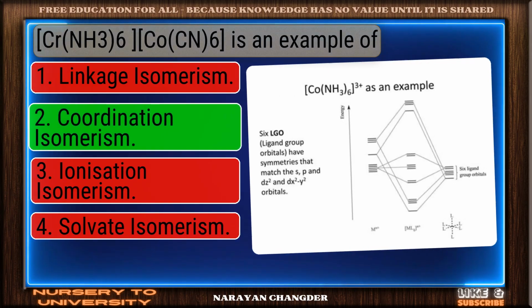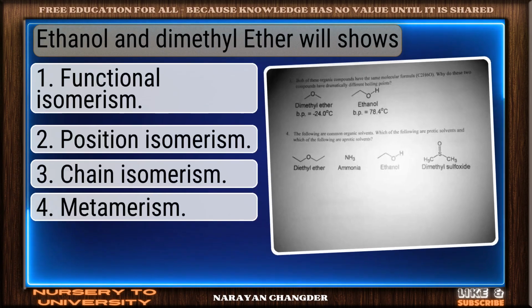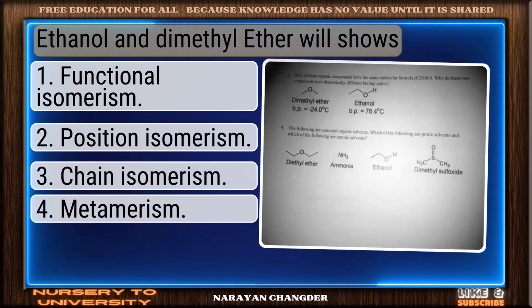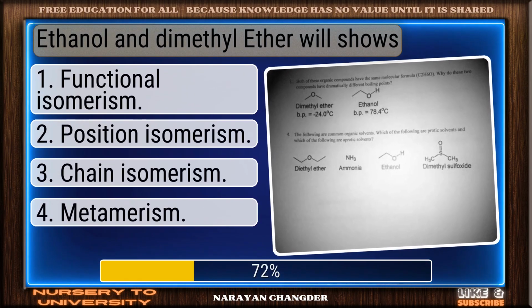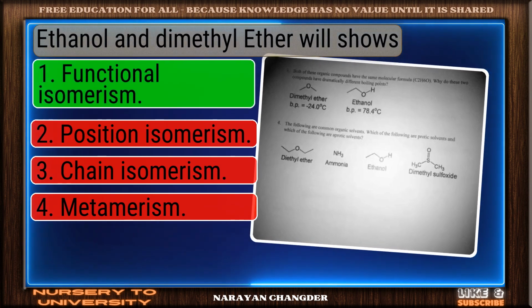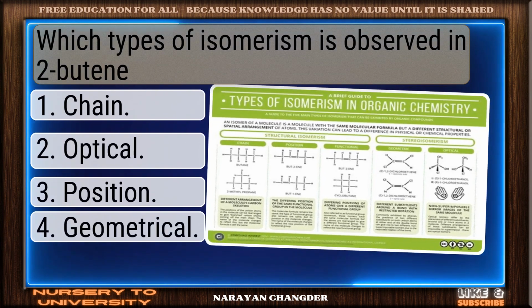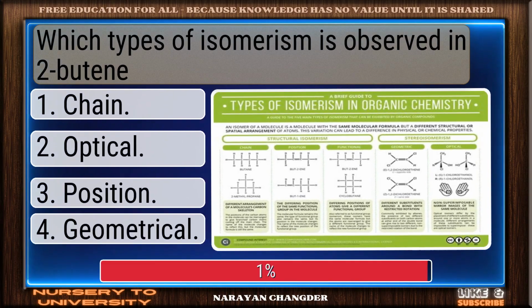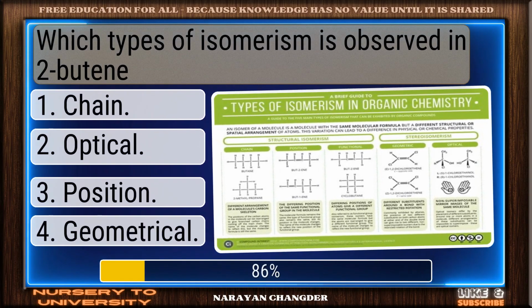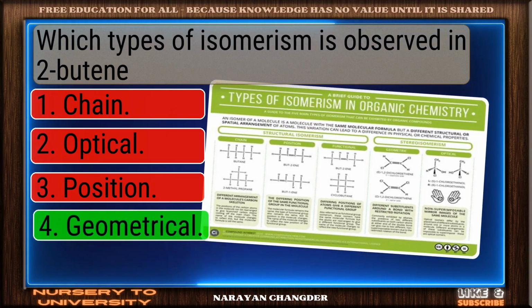Right choice. Coordination isomerism is the best answer. Ethanol and dimethyl ether will show. Sharp thinking. Functional isomerism is the right choice. Which types of isomerism is observed in 2-butene? Good job. Your answer, geometrical, works well here.